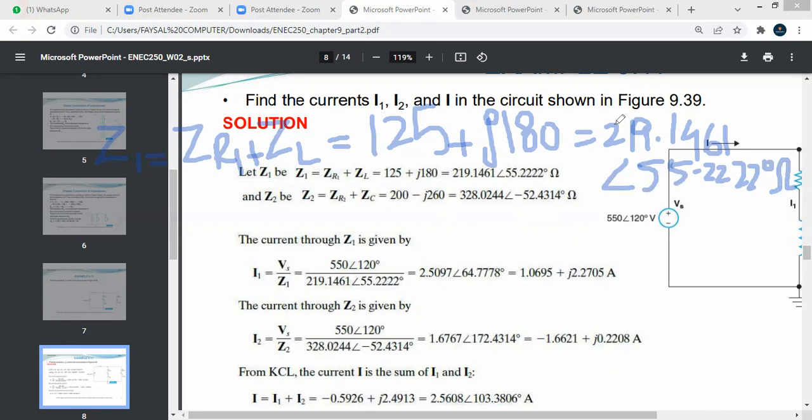Now for Z2, Z2 will be equal to ZR2 plus ZC.